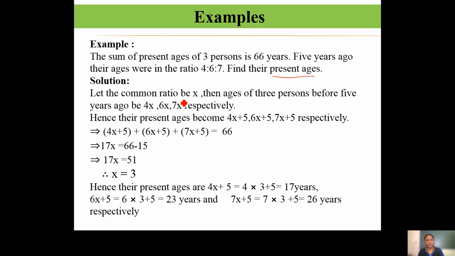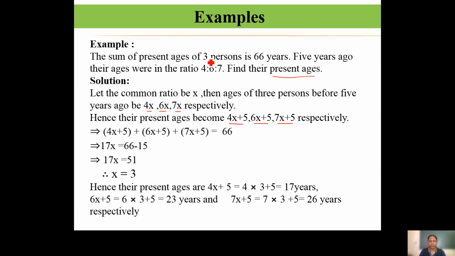Okay, so let the common ratio be x. Then the ages of the 3 persons 5 years ago, because the ratio given is the ratio of the ages 5 years ago, will be 4x, 6x and 7x respectively. But we want to find their present ages. So their present ages become 4x plus 5, 6x plus 5 and 7x plus 5 respectively.